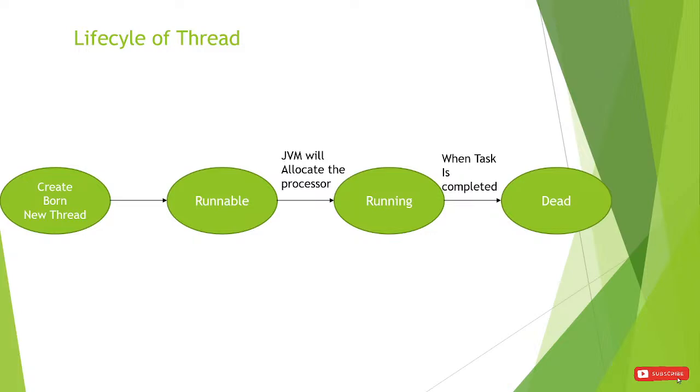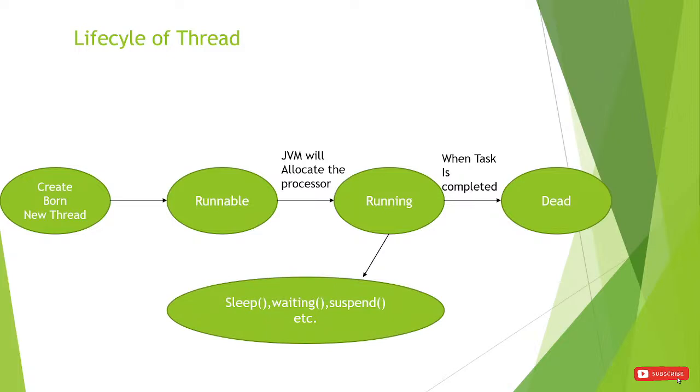After that there is another phase, the non-runnable state. The thread enters this state when we perform the sleep method, wait method, or suspend method on the thread. It will wait for some time, meaning it stops its execution for some time. When that time is over, it comes back to the runnable phase, and from the runnable phase it comes again to the running phase.